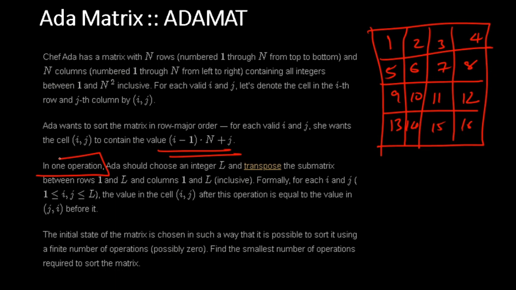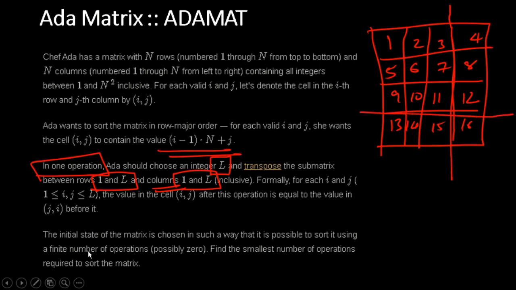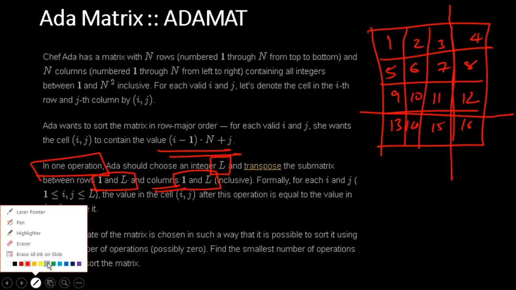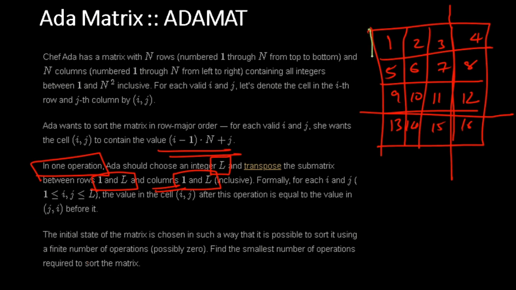In one operation, we choose an integer L and we transpose the submatrix between row 1 and L and column 1 and L. So what's a transposition? Let's first understand that. Let us say we select L is equal to 3. So we select this submatrix. Then I need to do a transposition.